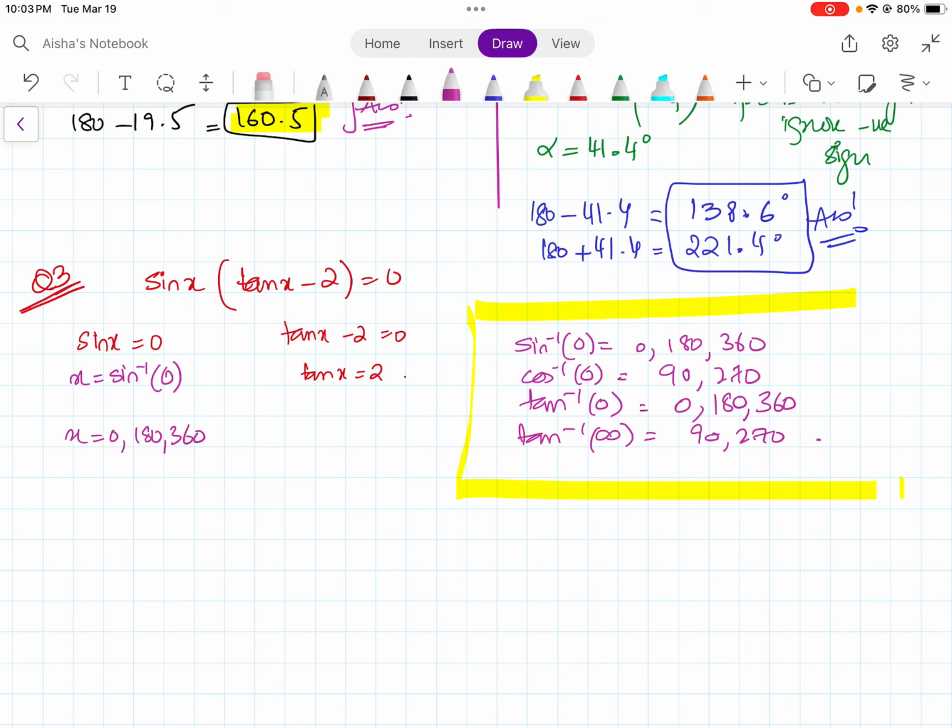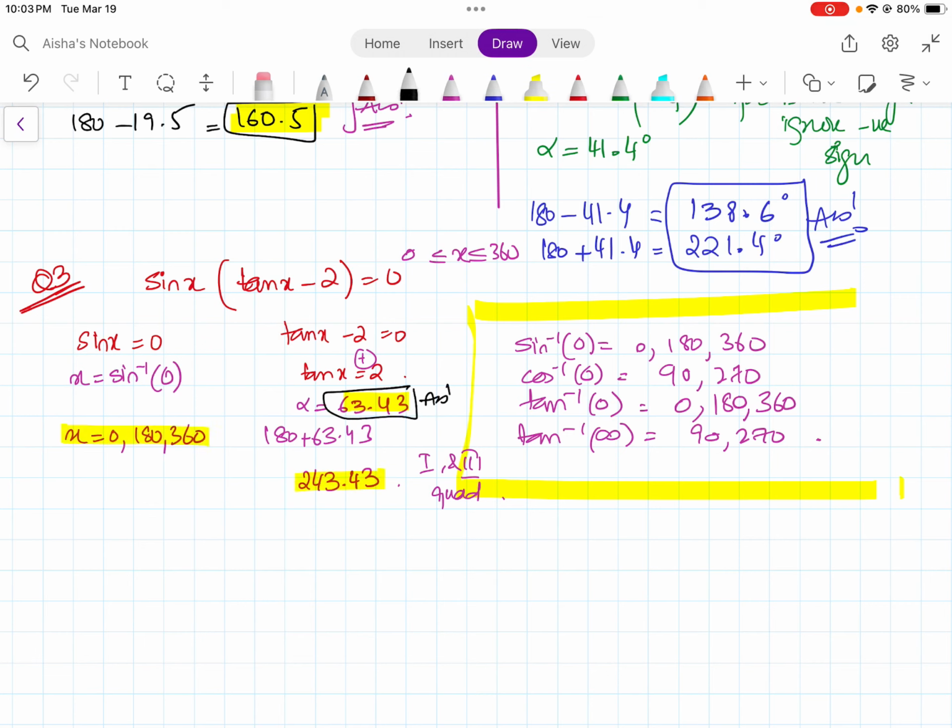Now it totally depends on the range. I am assuming in all questions x is from 0 to 360. Okay. So tan inverse 2, the basic angle is 63.43, and a positive tan means that you are in the first and third quadrant. Third means 180 plus 63.43, so that is going to be 243.43. One answer, second answer, and these three answers. I hope it makes sense.